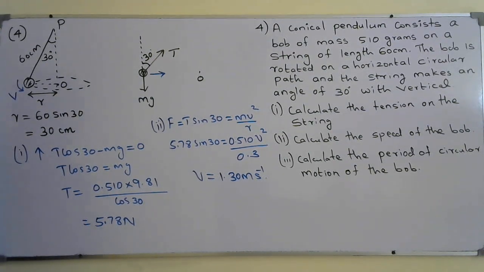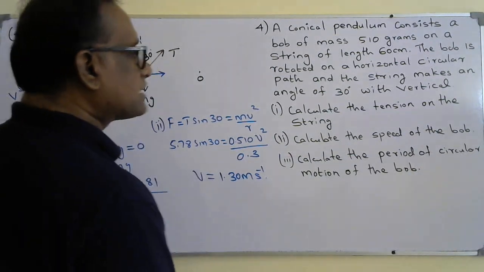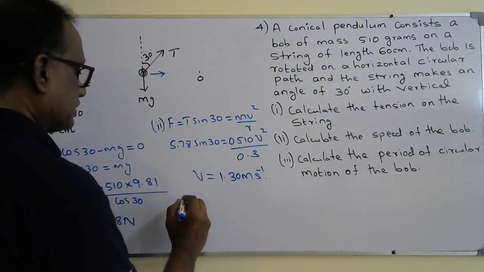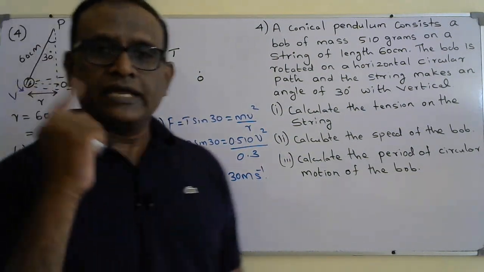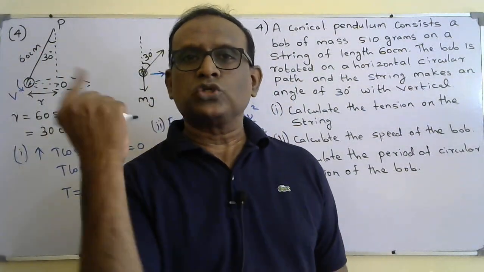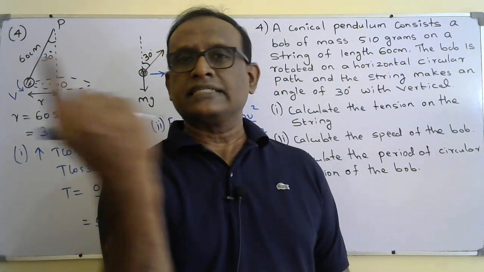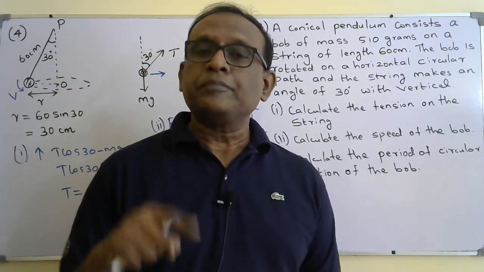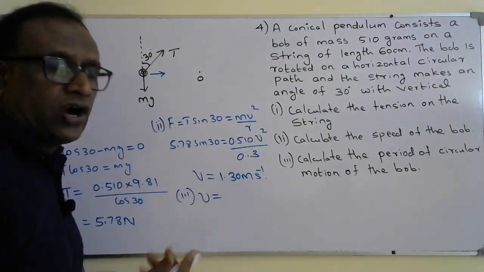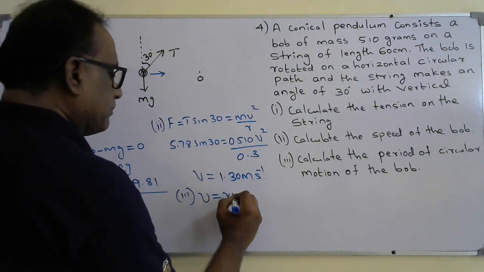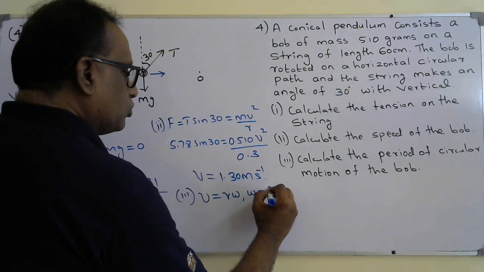Okay, third part, calculate the period of circular motion of the bob. We know that it's moving at constant speed, so at every point the speed is the same. The total circumference 2 pi r is the distance traveled during time period, capital T. So the speed v equals 2 pi r over T, or you can say v equals r omega. Same thing, you'll get omega equals 2 pi over T.